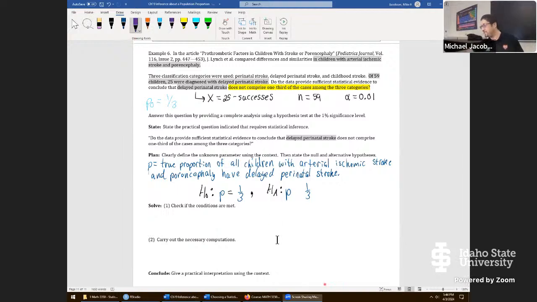Oh, sorry, missing in the chats there. A couple folks, Olivia and Hannah, say two-tailed, and yep, that's exactly right. This one's a two-tailed test, and if you're not sure what the keyword was that indicated it, it was this right here.